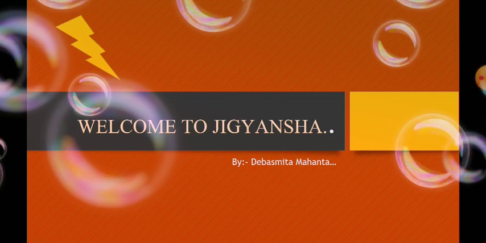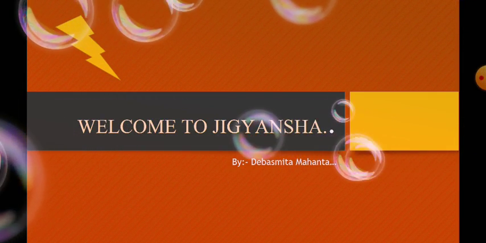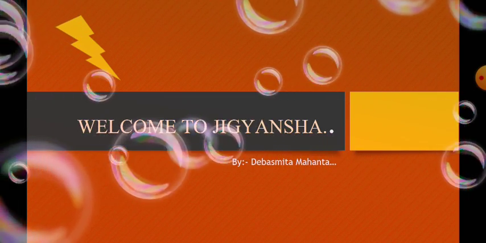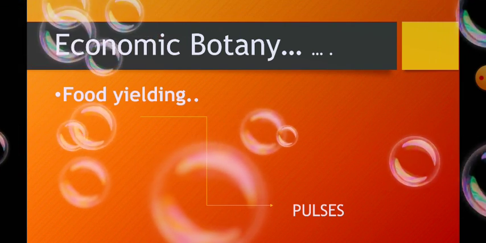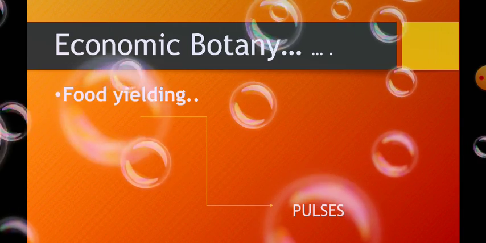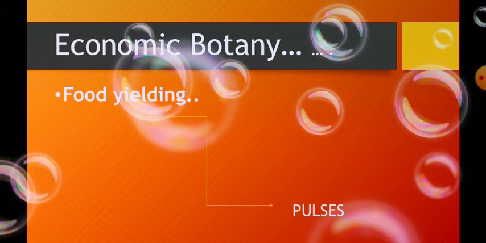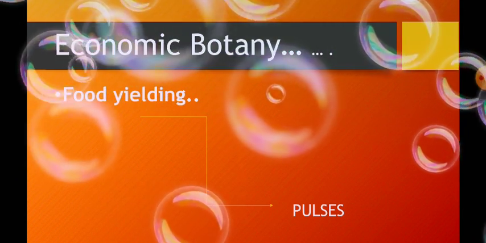I'm Dabasmita. So in this video, we are going to learn about the different types of pulses. This one is also food yielding. Under the food yielding process, this one is the pulses, because we know the various pulses are also used for food.